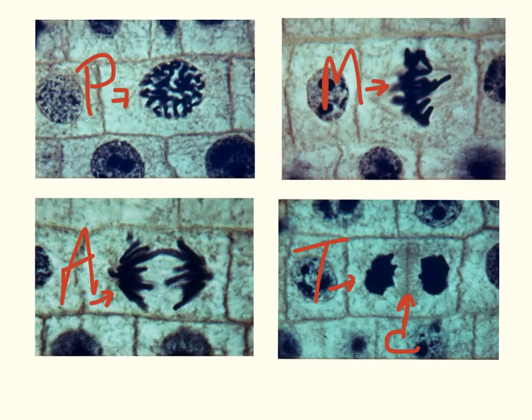Here you can see the other stages of mitosis. This first cell is in prophase. Here we have metaphase. Anaphase is down here where the sister chromatids are being pulled apart. And telophase, where you can see a cell plate forming, which is also cytokinesis overlapping with telophase.